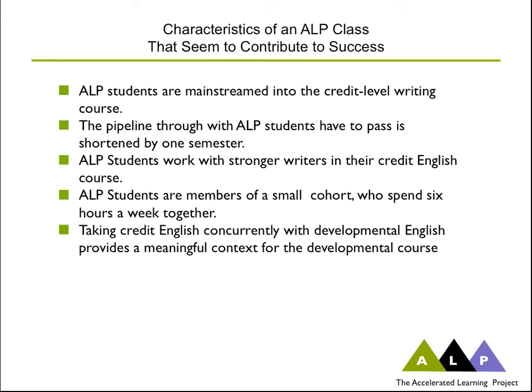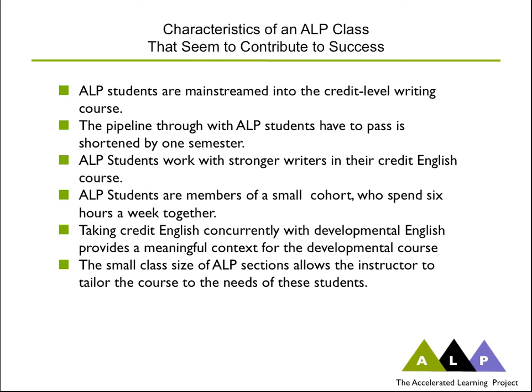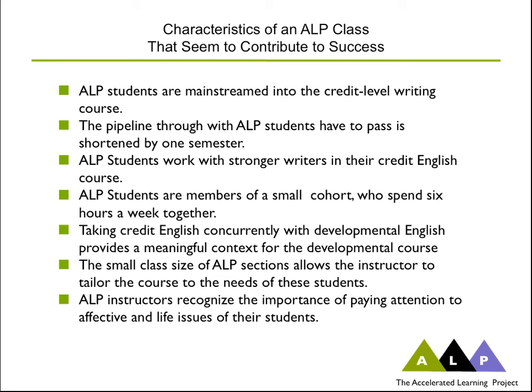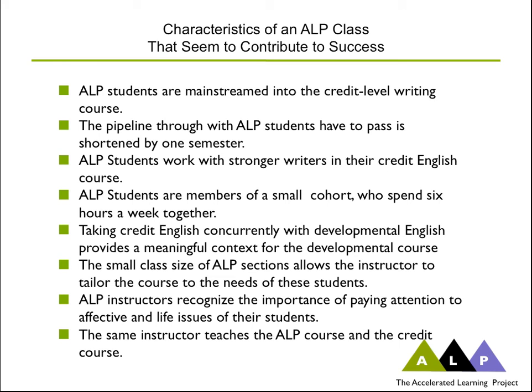We think taking credit English concurrently with developmental English, instead of taking them sequentially, provides a meaningful context for the developmental work. The small class size allows the instructor to tailor the course to the needs of the developmental students. And we think that the ALP instructors recognize the importance of paying attention to students' affective and life issues. And finally, it's crucial in order to coordinate the two courses that the same instructor teach both the ALP course and the credit course. So that's what we think are the major features of ALP.